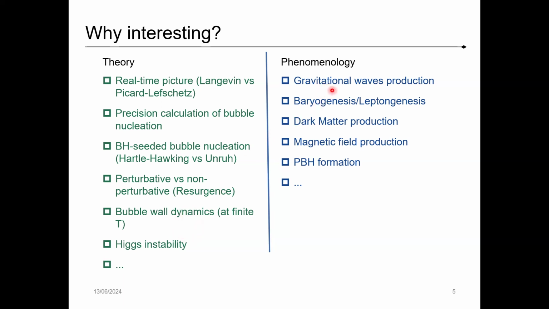On the phenomenology side, first order phase transitions can produce gravitational waves. They could also explain baryogenesis or leptogenesis, and also produce dark matter and magnetic fields, and provide a mechanism for primordial black hole formation. So all of this makes first order phase transitions an extremely interesting topic.